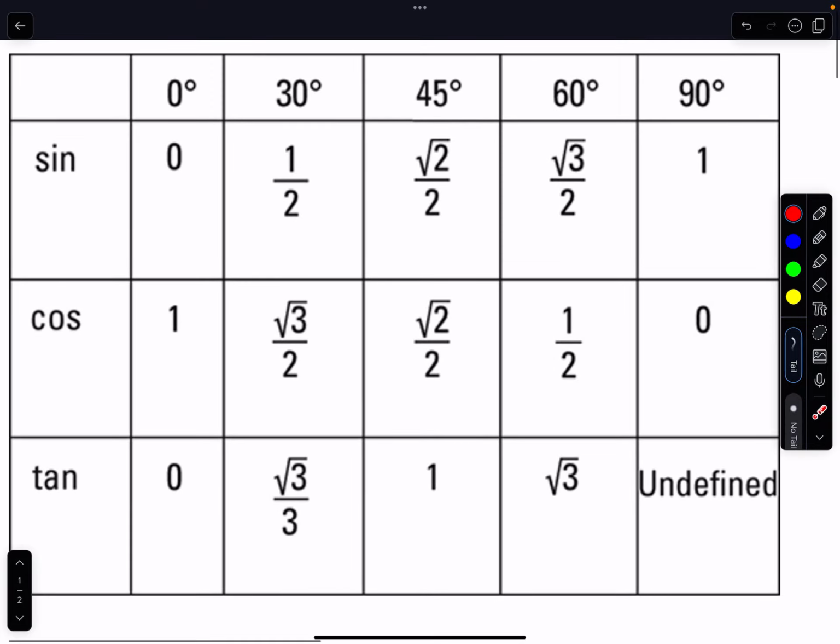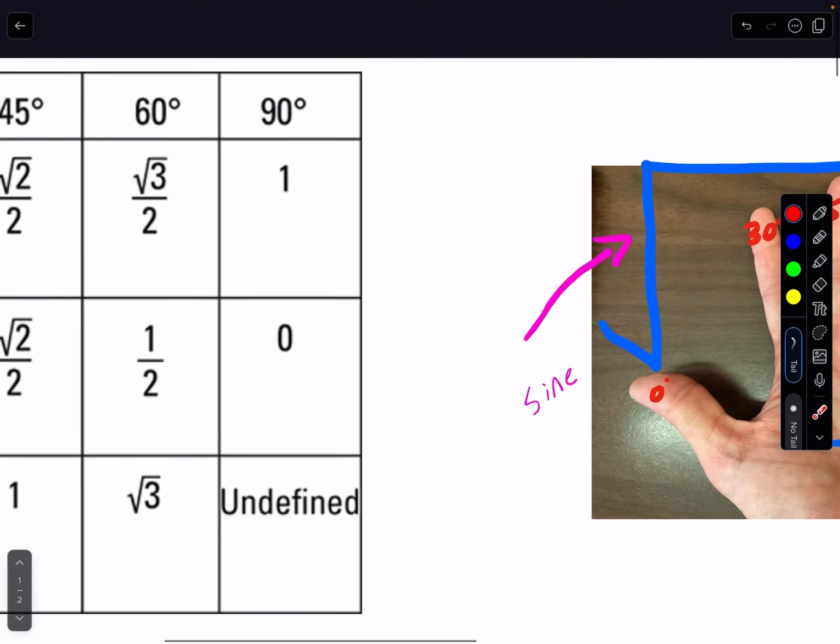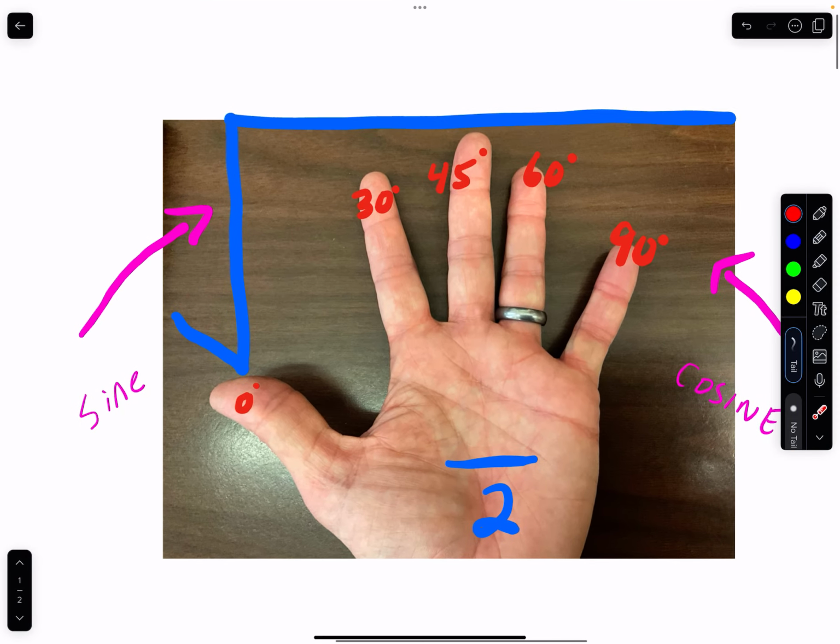Okay, so what we're going to be looking at today is a hand trick, which is going to help you memorize all of these values. We're just going to start with the sine and the cosine, and we're going to be able to generate all these table values using our left hand. So if you lay your left hand flat, this is the way it looks.